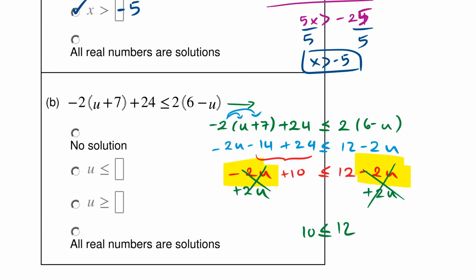10 less than 12. That is a true statement. Again, all variables cancel out. You just have a statement 10 less than 12, which is true. So it's going to be our real solution. So whatever you choose for u, they will satisfy the true statement.